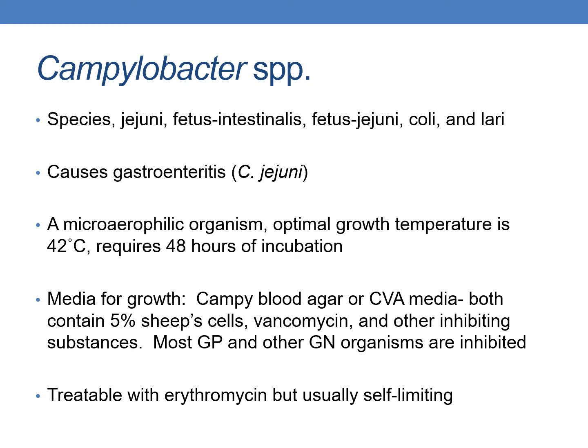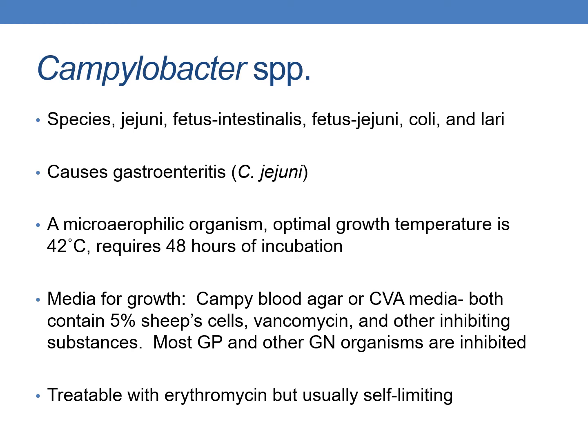Okay, Campylobacter is a microaerophilic organism, so it does prefer 85% nitrogen, about 5% oxygen, and 3 to 10% CO2. The optimal growth temperature for Campylobacter is 42 degrees Celsius, and it does require 48 hours of incubation because it is a slow grower.